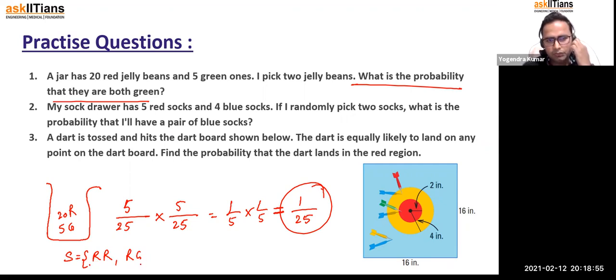So how should we do it? Okay, this is what it is here. It should be like, what is the probability that they are both green? We want to make them both green, right? So what should it be?